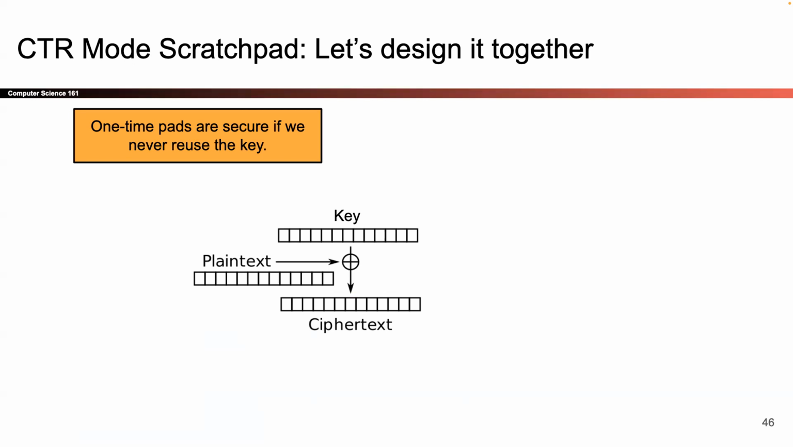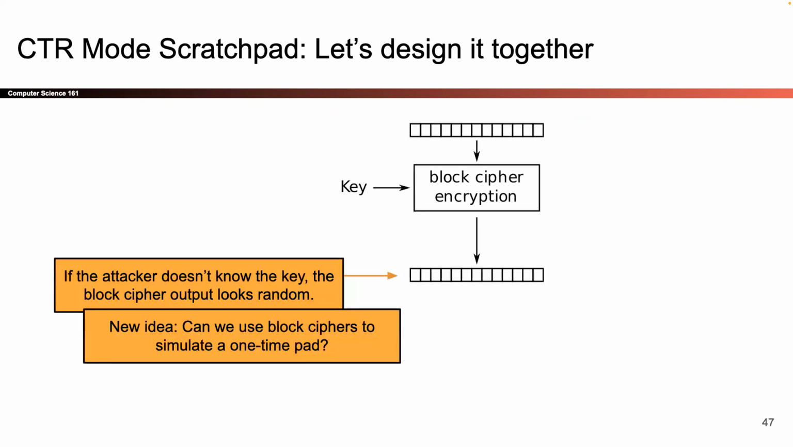What was the key problem? The key problem was that I can't reuse the key. Sorry for saying key so many times. So this is our one-time pad. We've already seen it. And so I can't reuse the key. So what do I do? Well, I really wish that if my message were longer, I wouldn't have to generate more keys. Or if I want to encrypt the same thing over and over again, I don't want to have to generate more keys.